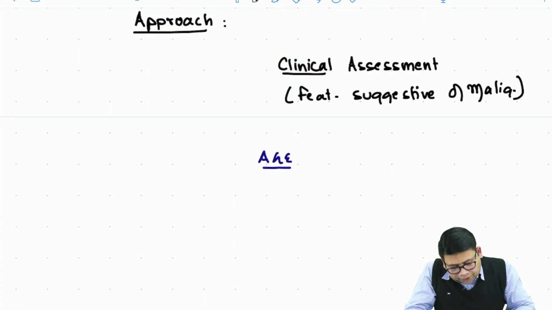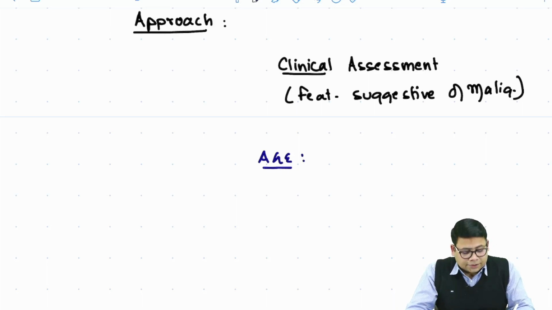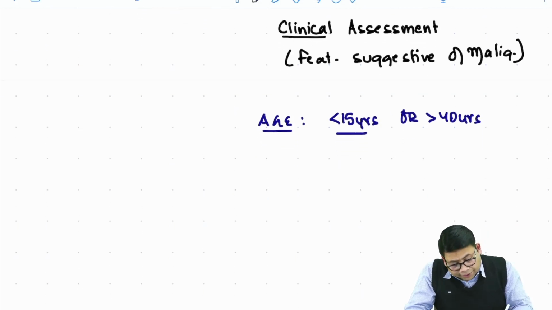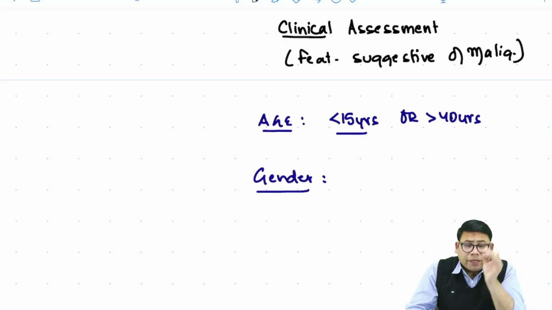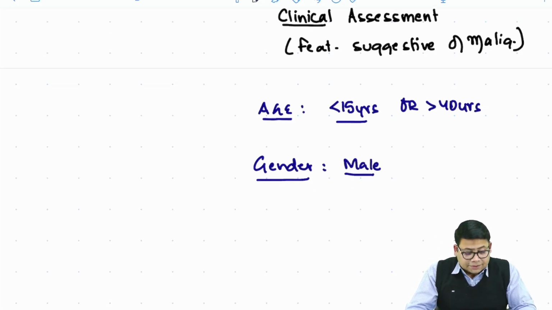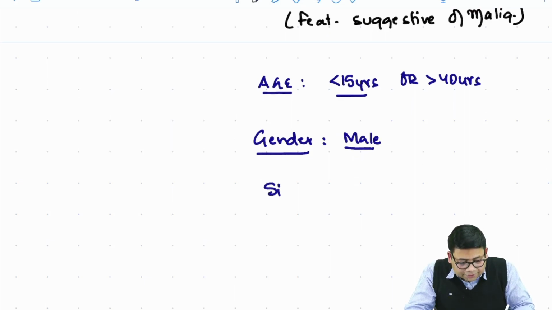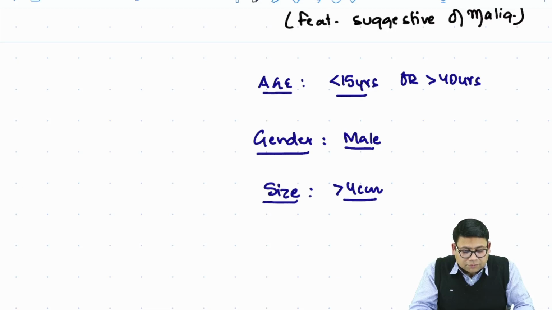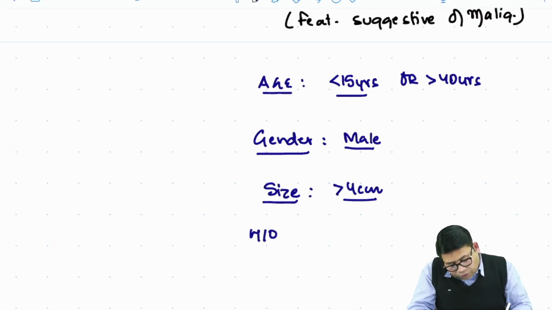Do you know that thyroid nodules seldom occur in kids, but if they occur, they are seldom benign. So age less than 15 or age more than 40 years are indicative of malignancy. Next is gender. Thyroid swellings seldom occur in males, but if they occur, they are seldom what, students? Benign. The next is the thyroid nodule size. The rule of thumb is nodules more than 4 centimeter, they are seldom what, students? Benign.